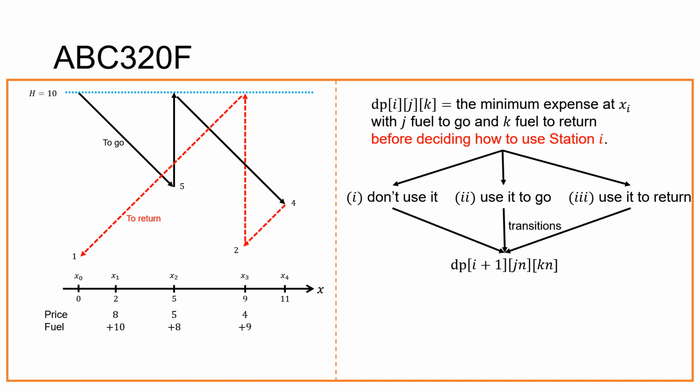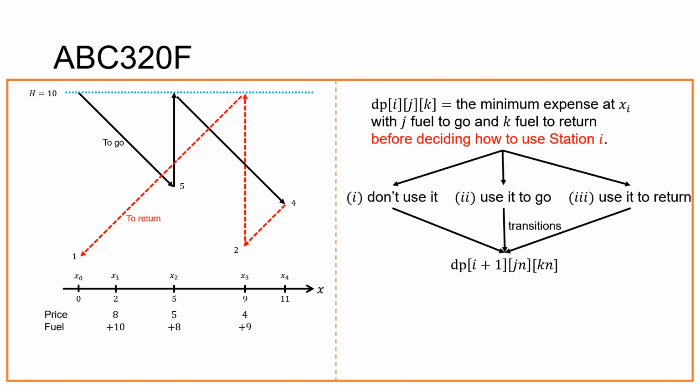Let's get started. We solve it with dp because it's a kind of snapshot problem. The most important idea in the problem is to think about both the way to go and the way to return at the same time, not respectively. So we define dp of i, j and k as the minimum expense to reach xi with j fuel to go and k fuel to return.